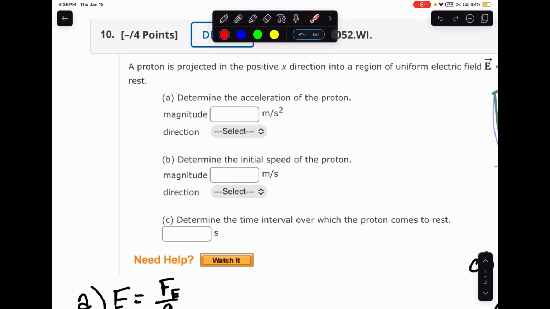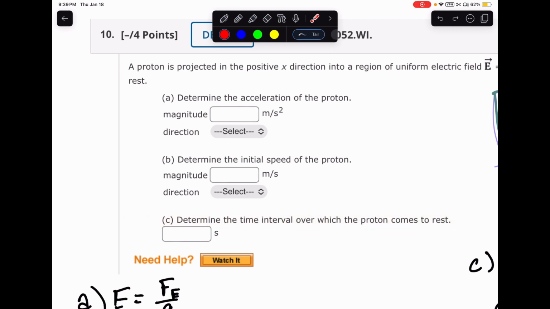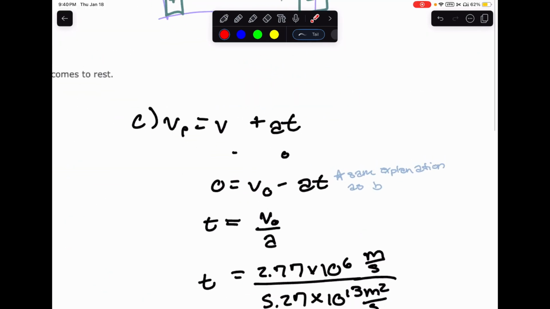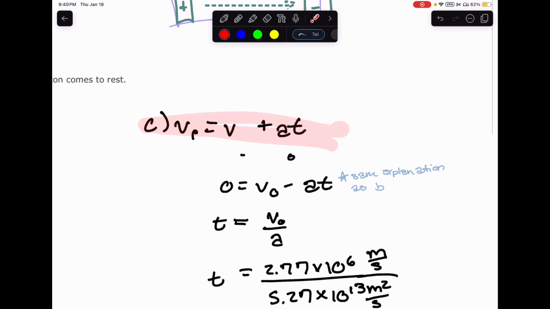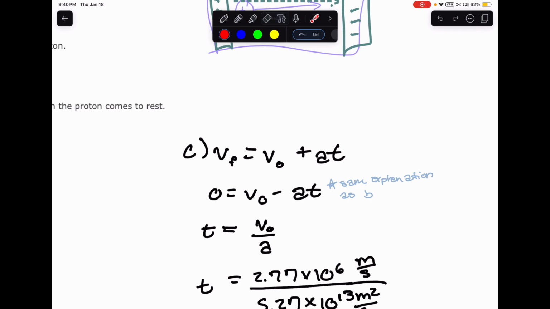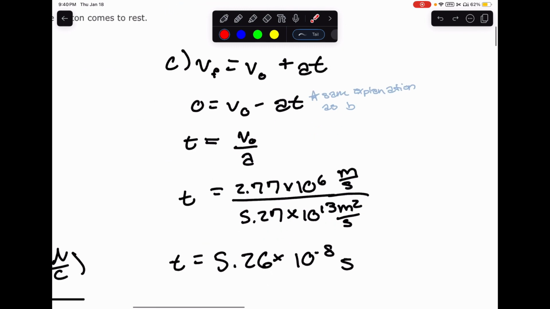And so then part C, determine the time interval over which the proton comes to rest. So from when it's initially shot until it comes to rest, which also requires a kinematic equation. So final velocity equals initial velocity plus acceleration times time. And then final velocity, as I showed in the previous one, is going to be 0, obviously. So 0 equals initial velocity minus acceleration times time.